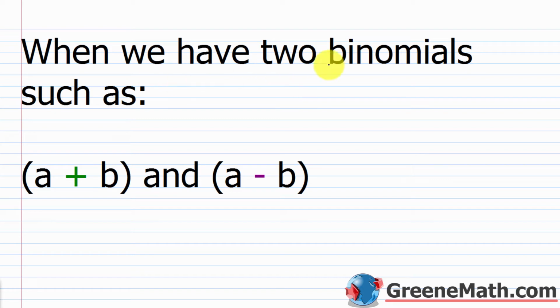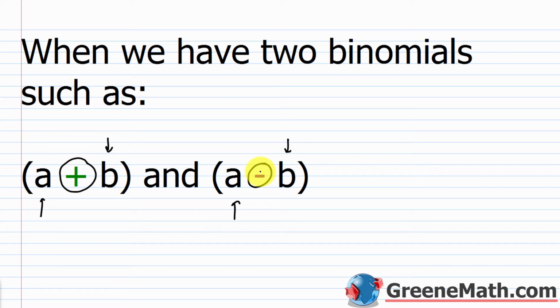So when we have two binomials, such as a plus b and a minus b, if the first terms are identical and the last terms are identical, and only the signs differ, you have conjugates. Okay, so here you have a and you have a. Here you have b and you have b. And then your signs are different. You have a positive and you have a negative. You'll recall that we already worked with these before. We just didn't refer to them as conjugates at the time.